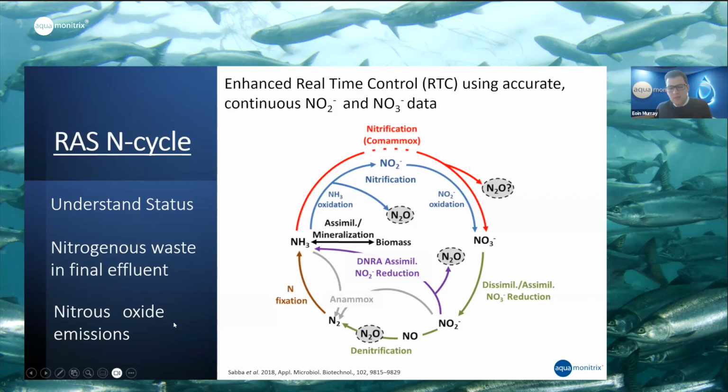And also another big area, which is quite an exciting area within the general wastewater treatment sector, is nitrous oxide emissions. We've had some customers who are potentially, down the road, looking at whether they can mitigate their nitrous oxide emissions within RAS. And as you can see, having the real-time nitrite and nitrate data again gives a good understanding and improved status information on the potential for nitrous oxide emissions.